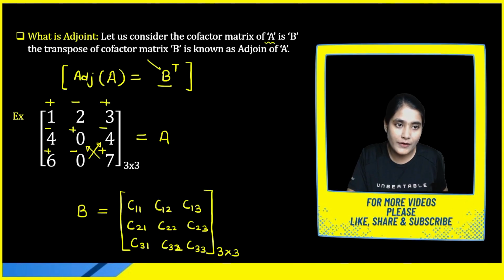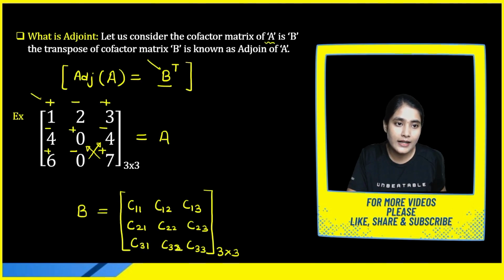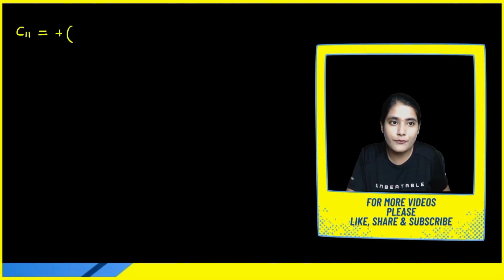Okay, so 1 1 position is positive position, so we will consider plus sign. Then this row and this column has been cancelled. Okay, this row and this column has been cancelled. 7 into 0 will become 0, minus 0 into 4 again will become 0. So what is the value of C11? 0 minus 0. Okay, so ultimately you are going to get 0.